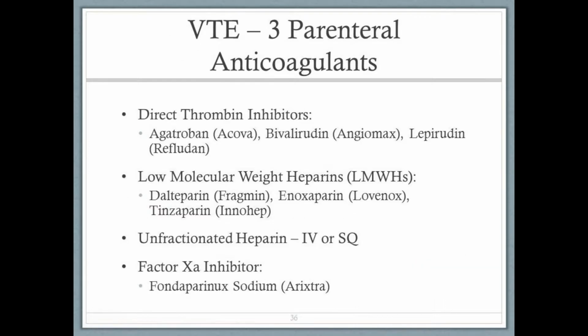So these are the medications that CMS and the Joint Commission will allow to be used as parenteral medications. So Cova, Angiomax, Refludan, Fragmin, Lovenox, Innohep. These are all medications that are approved parenteral anticoagulants, in addition to the unfractionated heparin that we've been using for years, and the Arixtra as well. So these are just some of the medications that the agencies are allowing to be used for overlap therapy.